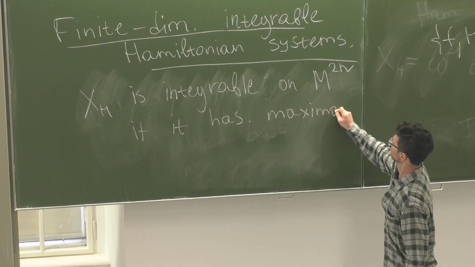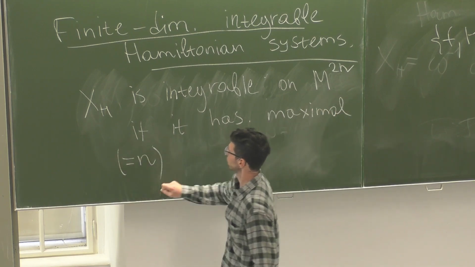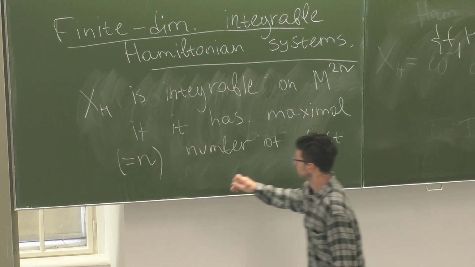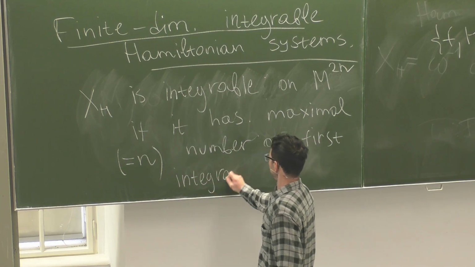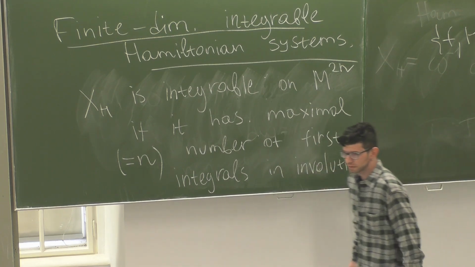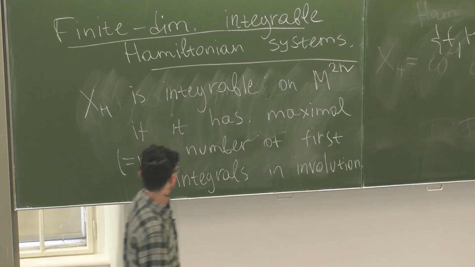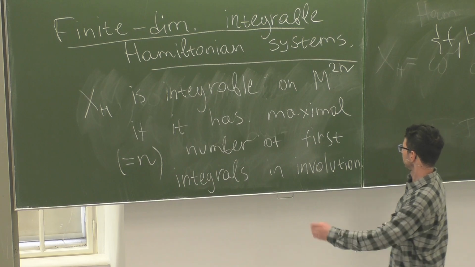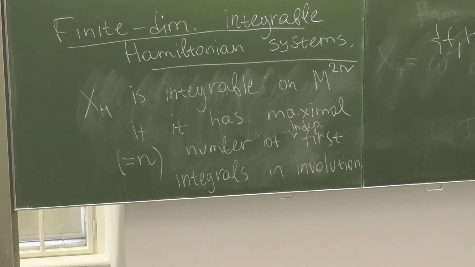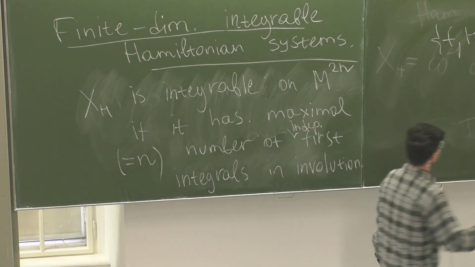maximal, and maximal means equal to n, number of independent first integrals in involution. So independent means that you cannot express any of them as a function of the other ones, or you can take the differentials of those functions at a generic point. These should be linearly independent. So in that case, we call it an integrable system.